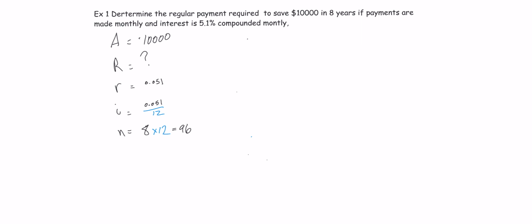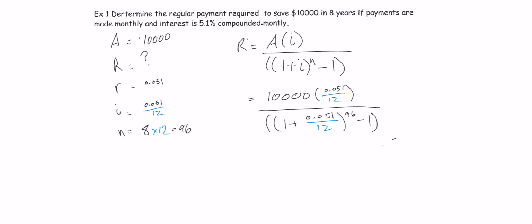Now we'll start calculating. We'll start by using the new equation that we came up with today. So we start with R is equal to A, I, divided by bracket 1 plus I to the n minus 1. Now we'll do our substitution. 10,000. And there's our substitution. Now, punching that all into your calculator, you're going to get the following answer. $84.58.